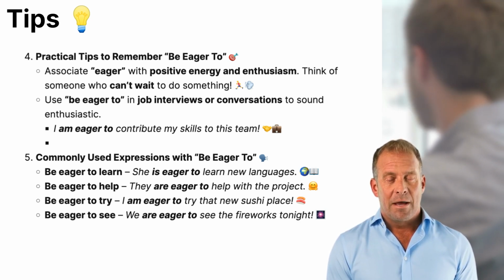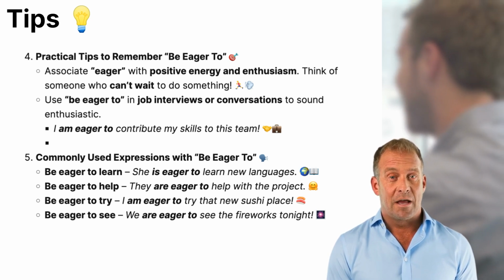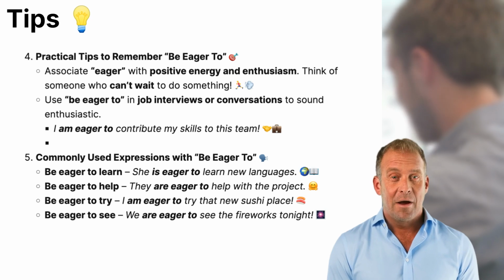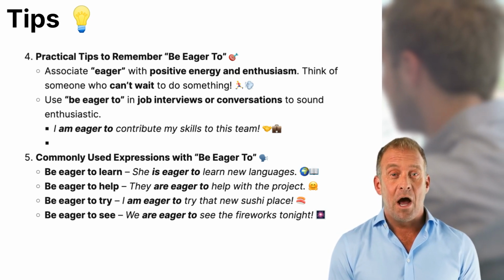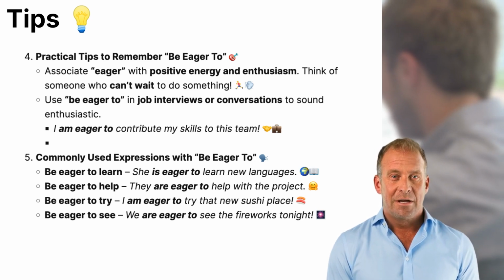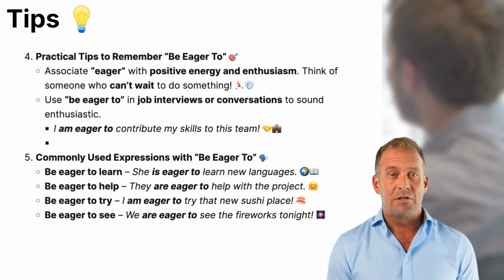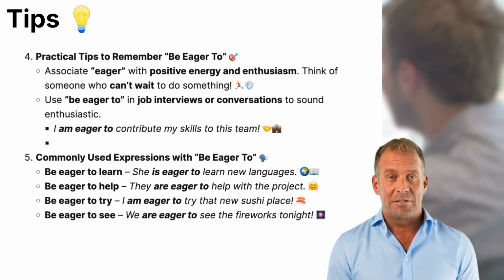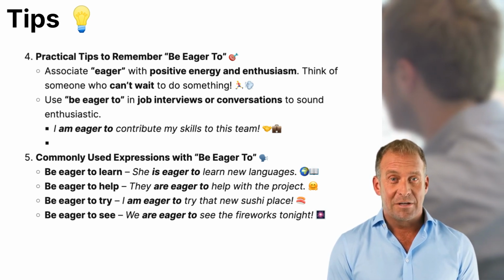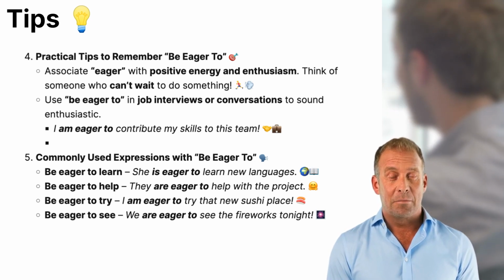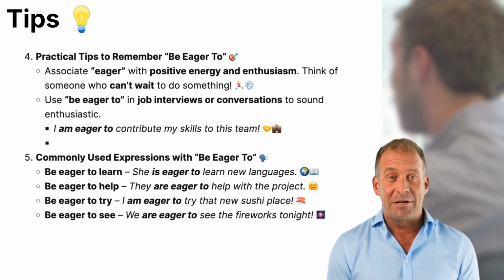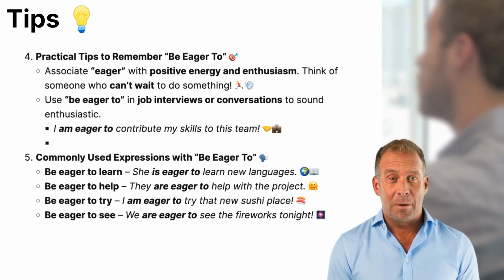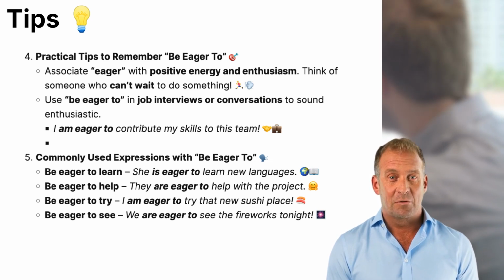4. Practical tips to remember be eager to. Associate eager with positive energy and enthusiasm. Think of someone who can't wait to do something. Use be eager to in job interviews or conversations to sound enthusiastic. Example: I am eager to contribute my skills to this team. By using be eager to correctly, you can express your motivation and interest in a natural way.